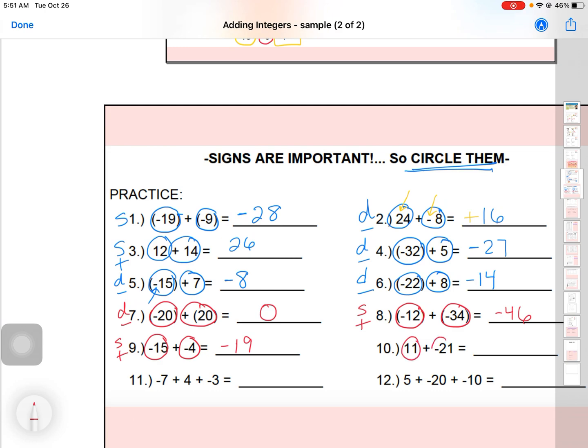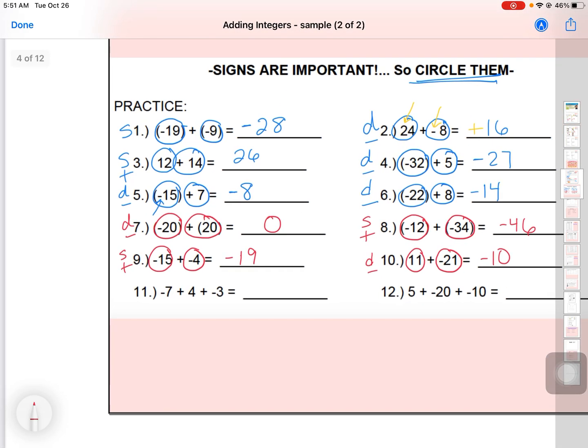Number 10, I've got an 11 and a negative 21. The signs are different, so I'm going to subtract them. 21 minus 11 is 10. I have more negatives. 21 is larger and it's negative, so my answer would be negative 10.